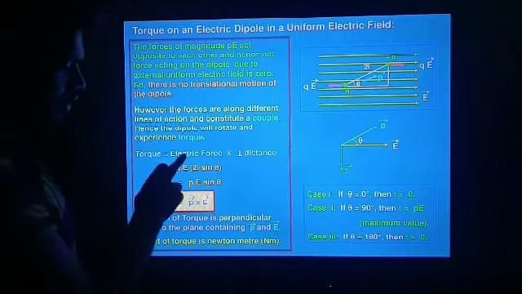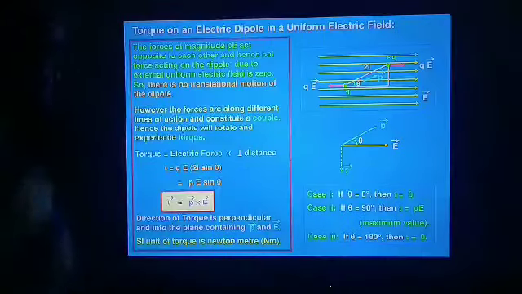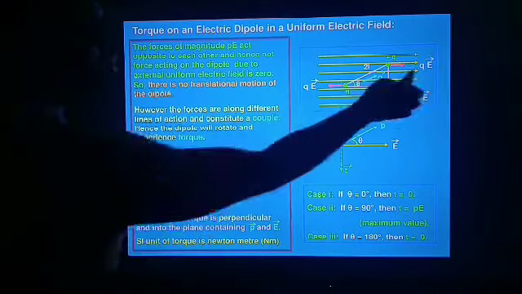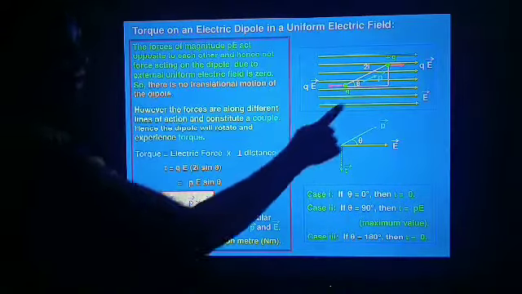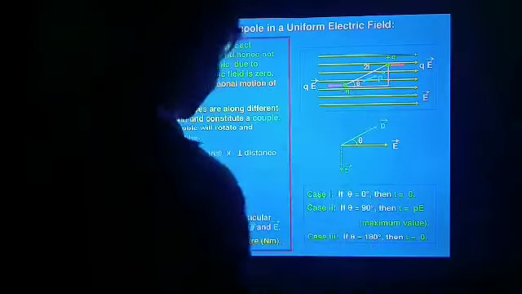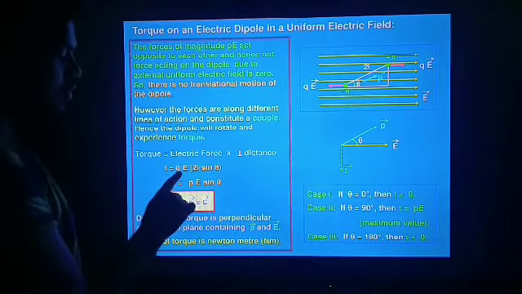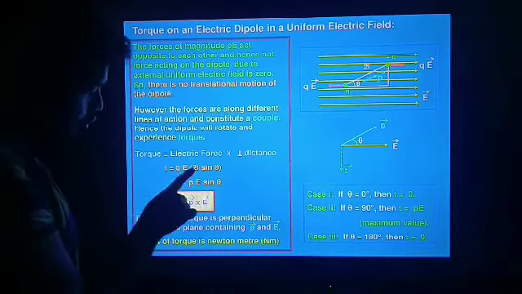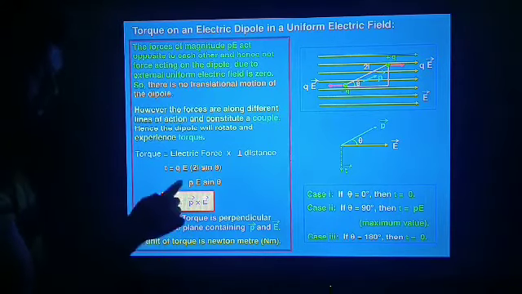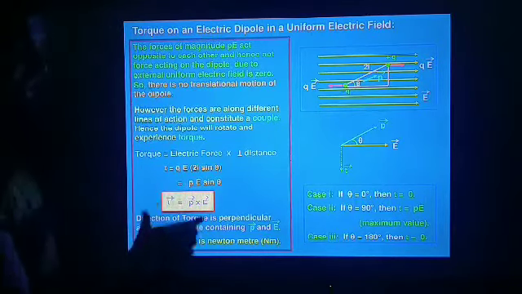Torque is equal to electric force into perpendicular distance. So torque tau is equal to QE. QE is the force and the perpendicular distance was 2L sine theta, as mentioned in the diagram. So tau is equal to QE into 2L sine theta, which is 2QL into E sine theta, that is P E sine theta. So this is the torque, P E sine theta.